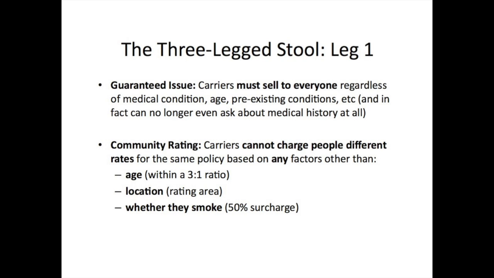Guaranteed issue simply means that they have to sell to anyone who signs up as long as that person is able to pay. The carriers aren't allowed to ask about their medical history or condition other than whether or not they smoke. Community rating means that they can't discriminate on pricing based on their medical history either. In fact, the only pricing variation allowed under the same policy is based on the person's age, where they live, and whether they smoke or not.